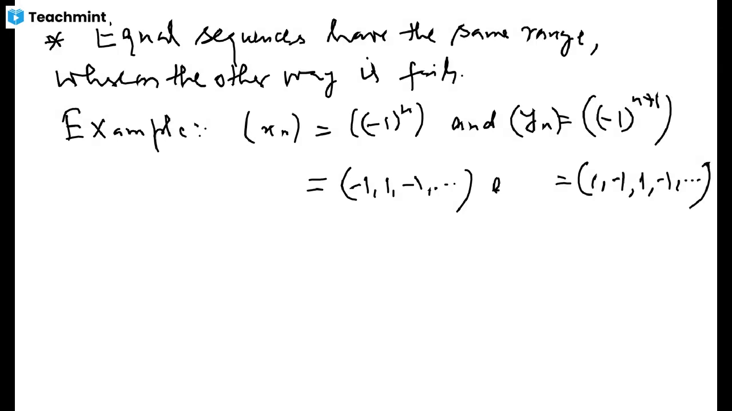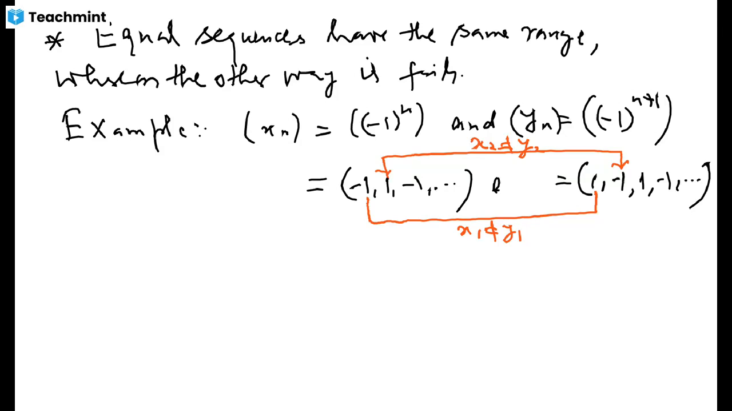Now you see, you don't get confused that they are the same sequences. The first term of the sequence xn is minus 1, whereas the first term of the sequence yn is 1. So x1 is not equal to y1. For the equality of sequences, the corresponding terms need to be equal. So they are not equal. Similarly, x2 is not equal to y2. In this way, none of the terms of the sequences are going to be equal. So the two sequences xn and yn are unequal sequences.